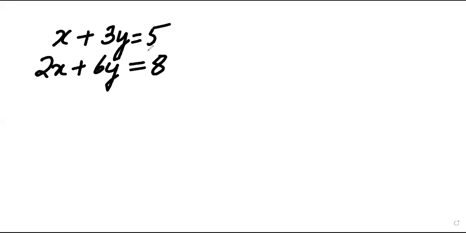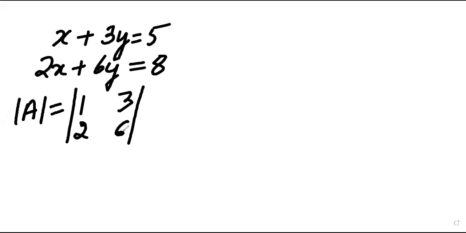Look here. First, find the determinant. Determinant of A is equal to |1 3; 2 6|. What will come? 6 minus 6. So here, can you see that the determinant of A is coming equal to 0. What value is coming, son? 0 is coming. Okay.